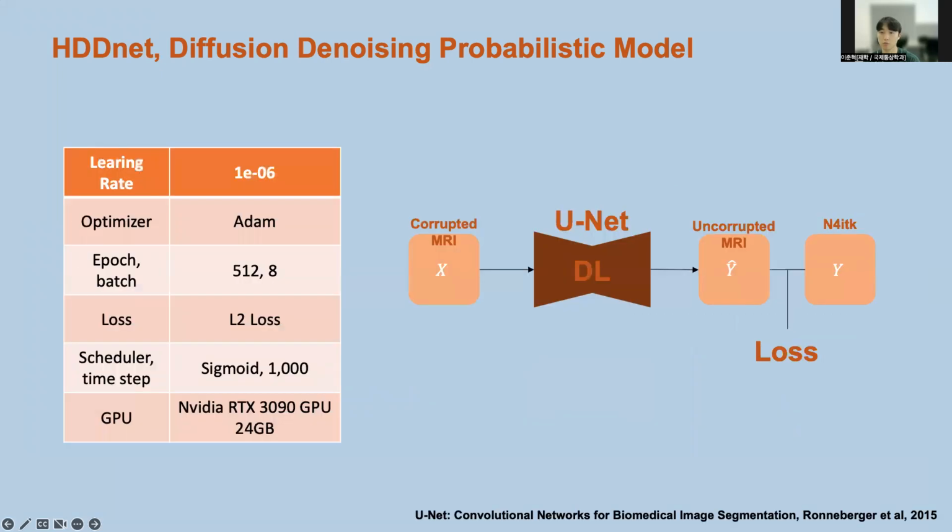Our denoising neural network is a basic UNet with the first layer of 64 output channels. The model denoises the corrupted MRI to an uncorrupted one. Loss is computed between the model output and the N4-ITK MR image as the label.